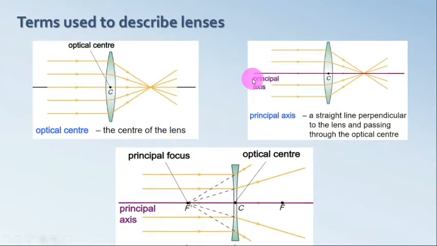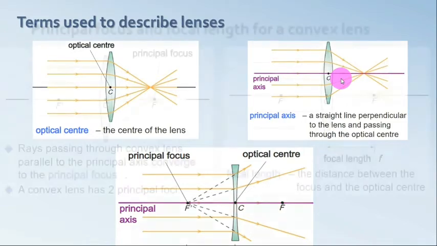The second thing, principal axis. What is a principal axis? It is a straight line perpendicular to the lens and passing through the optical center. Okay, so not any straight line, no. We have only one principal axis. A straight line passes through the optical center. Okay, and it's perpendicular to the lens. Here is a principal axis and here is the principal axis.